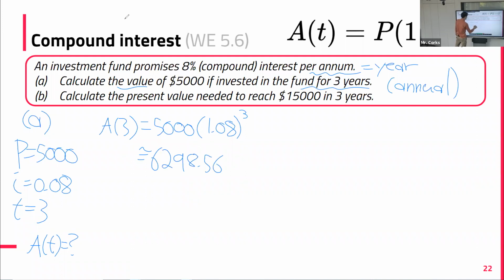Okay. So about this much. So about 6,300 here. All right. The other part of this. For part B, what are we being asked to find? All right. Okay, so we're given i is the same, 0.08, t, we are given that as well.